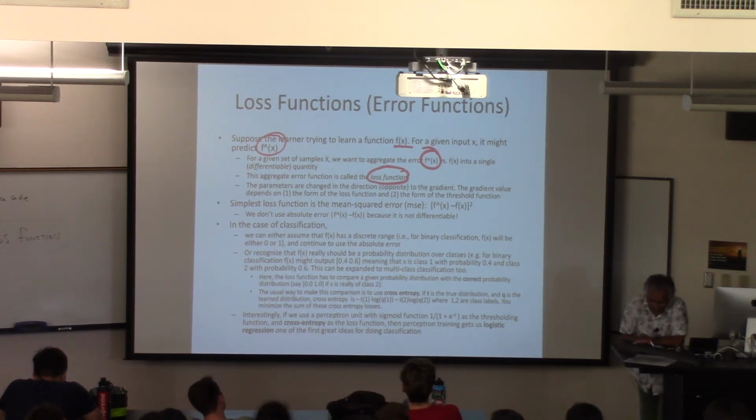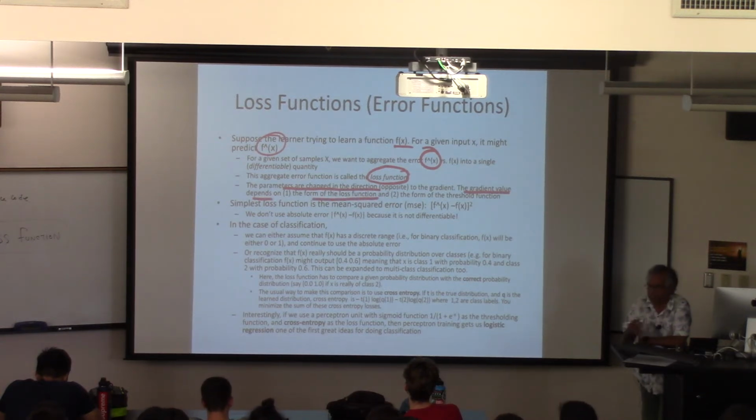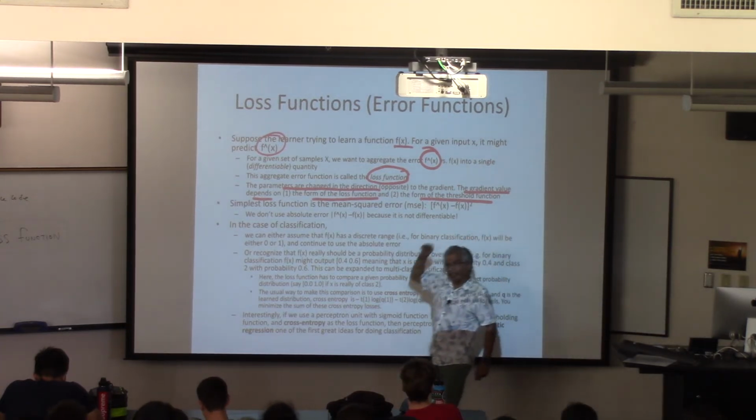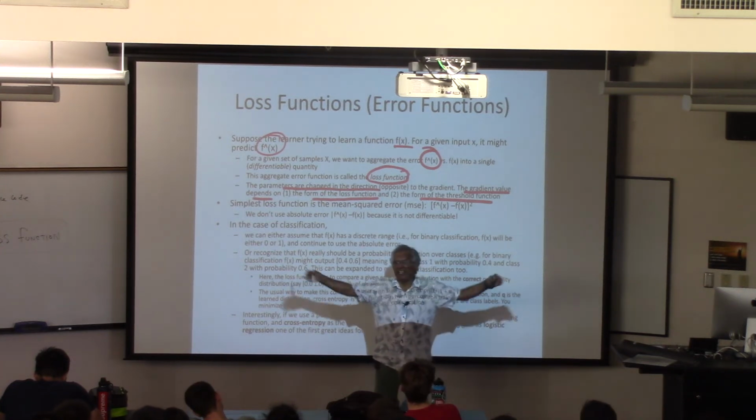The parameters Wi are changed in the direction opposite to the gradient, where the gradient is computed from first principles, for now at least, of calculus. And the gradient itself, as we saw, depends on the form of the loss function. Is it a squared loss function? And the form of the threshold function. The other thing was, I also said for the RL that it also is a linear function.